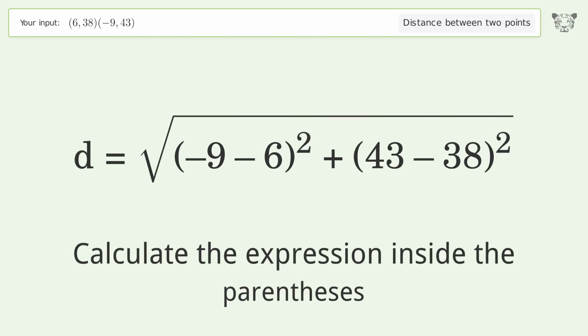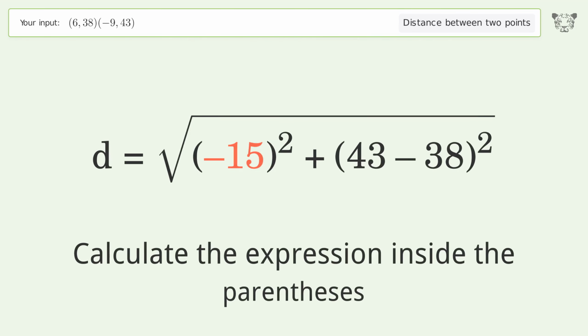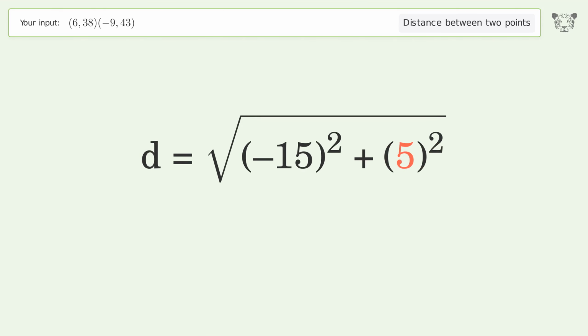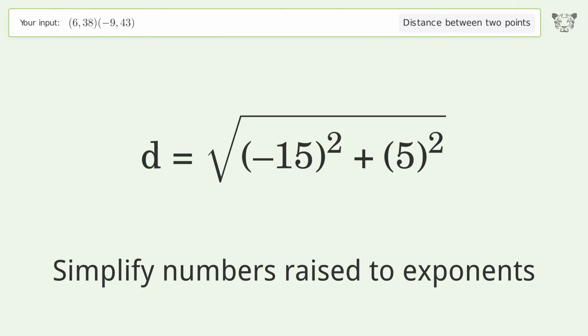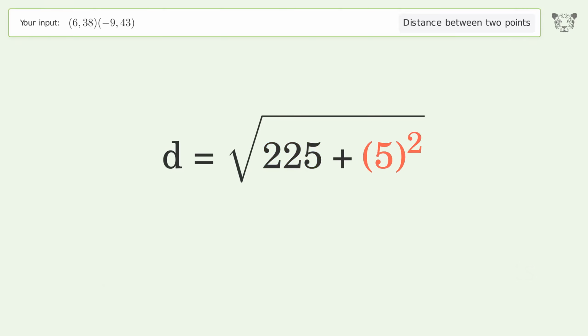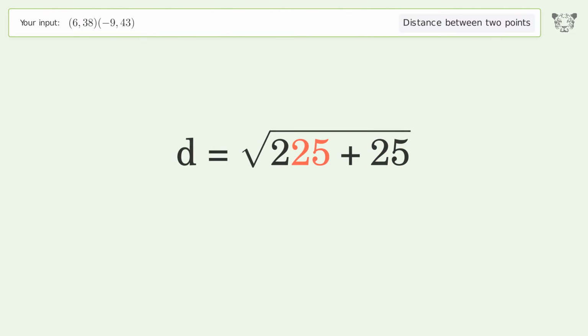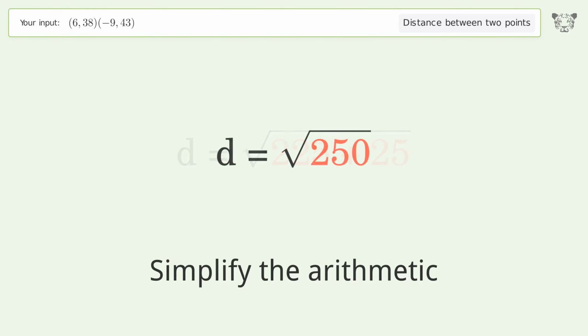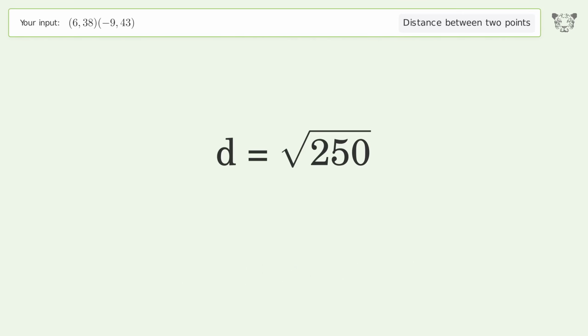Calculate the expression inside the parentheses. Simplify numbers raised to exponents. Simplify the arithmetic. And so the distance between the 2 points is the square root of 250, or 15.811.